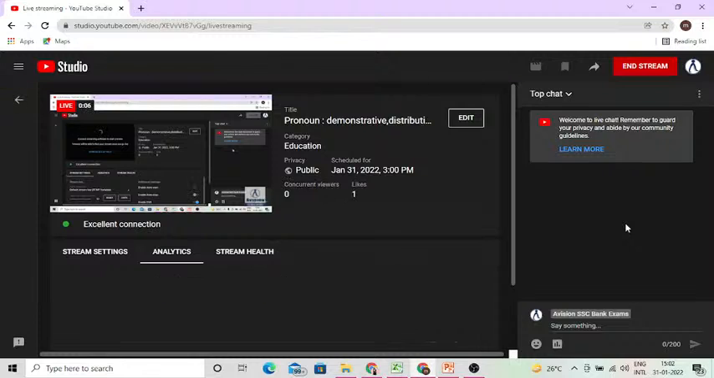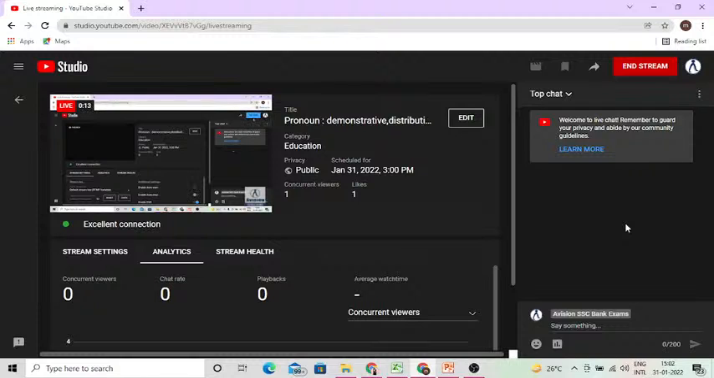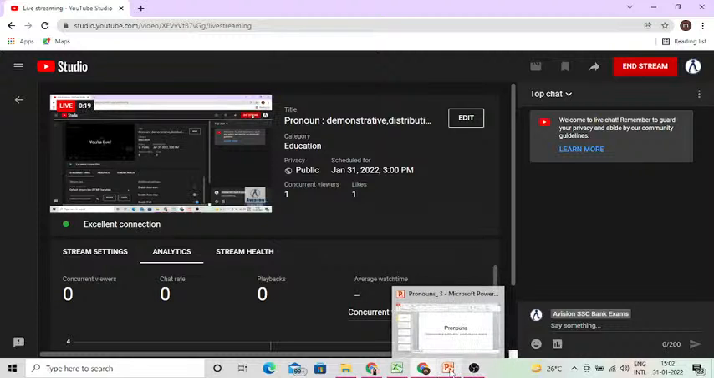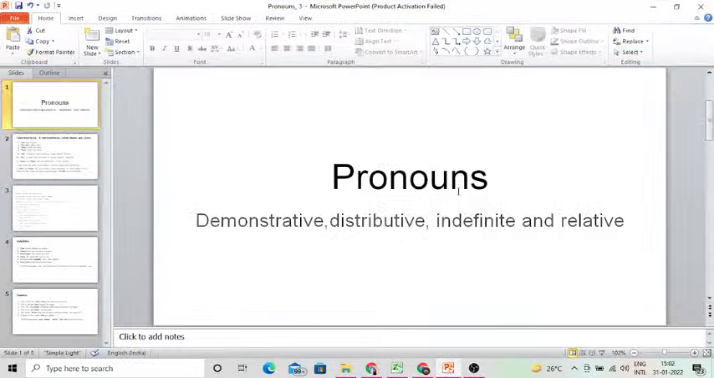I'm Sneha ma'am and today I'm back with the third part of pronouns and the final one. So today we will finish studying pronouns as we gradually prepare you to crack your questions in the exam, how to do them correctly and everything. Today we will be studying demonstrative, distributive, indefinite and relative pronouns.